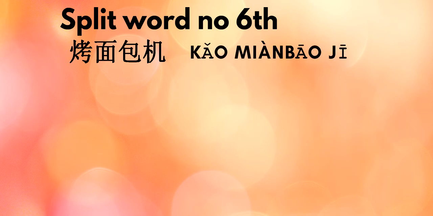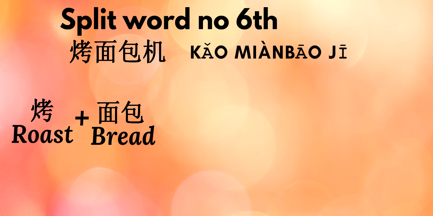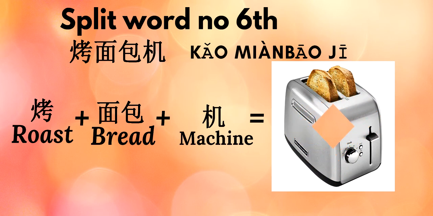Split word number 6, and this is the pinyin: kǎo miàn bāo jī. Let's split this one. Kǎo means to roast, miànbāo is bread, jī is machine. So what could this be? A machine which is roasting bread. So this is a toaster. Isn't it easy and interesting? I hope that you will not forget these characters for a long time now.